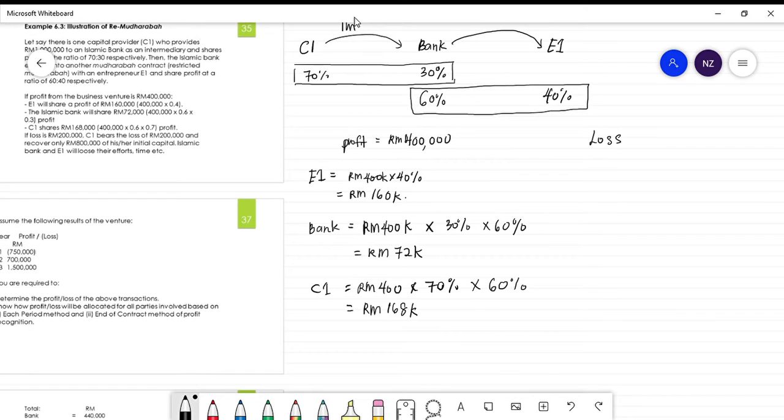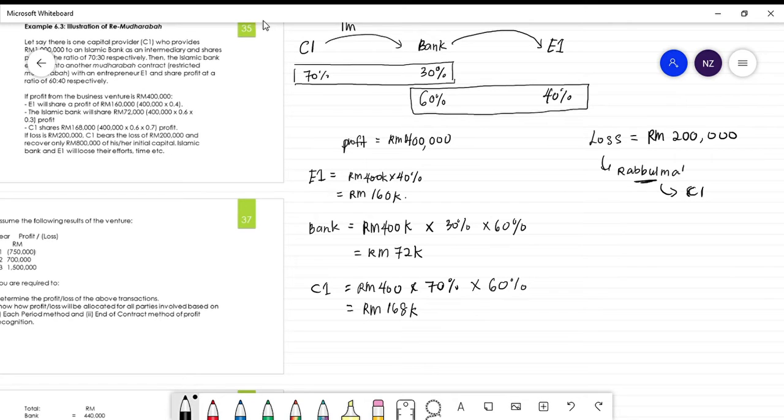If there are losses, so it's written here, if the loss is 200k, C1 bears the loss of 200k and recovers only 800k of his or her initial capital. Okay, let's say the loss here I write 200,000. Like we have learned, the concept of mudharabah is that all the loss will be borne by the Rabb Mal. Right? So the Rabb Mal here is C1.